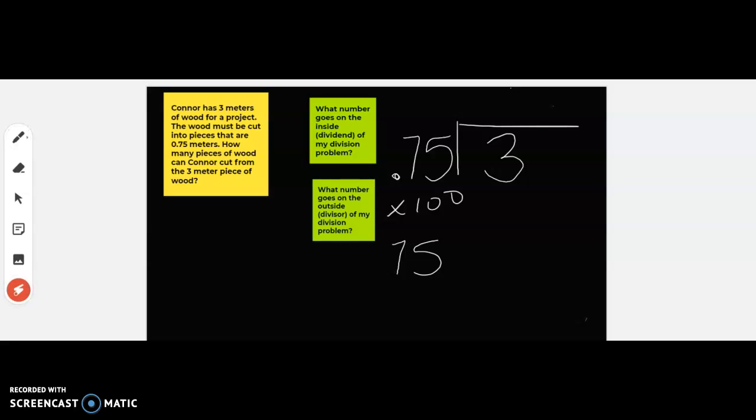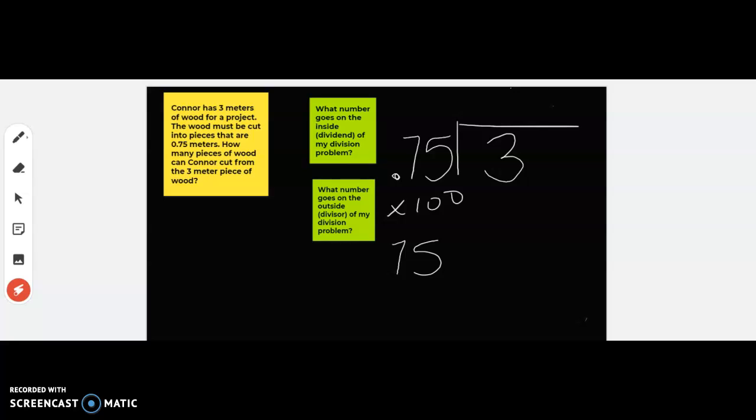So in this case, my 5 went from my hundredths to my ones, and my 7 went from the tenths to the tens because I got 100 times greater. So the rule with that is if I do it to the outside number, I've got to do the exact same thing to my inside number. Same with fractions. Whatever we did to the top, we did to the bottom. I've got to do the same thing here.